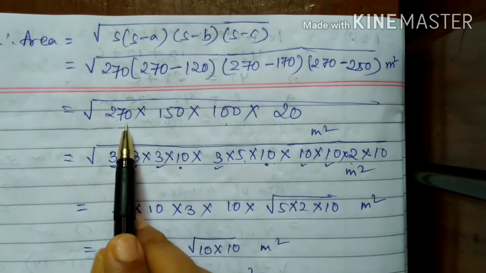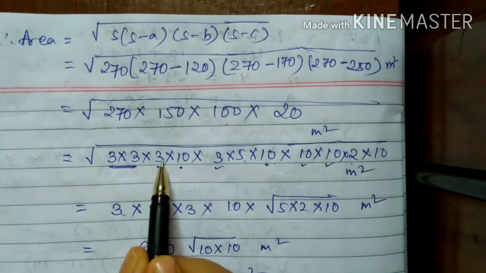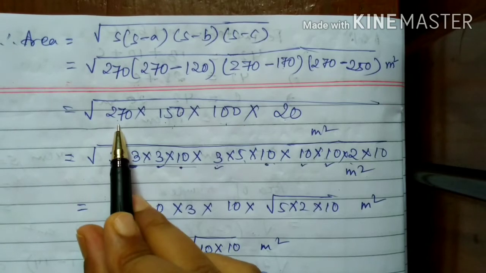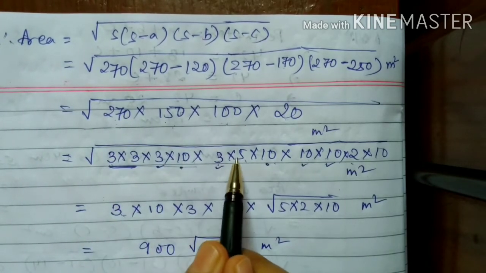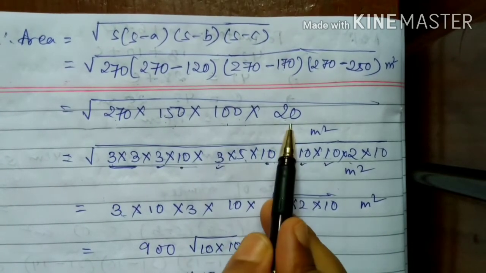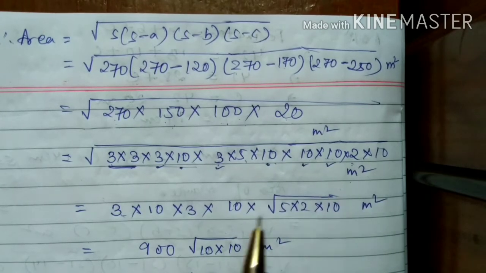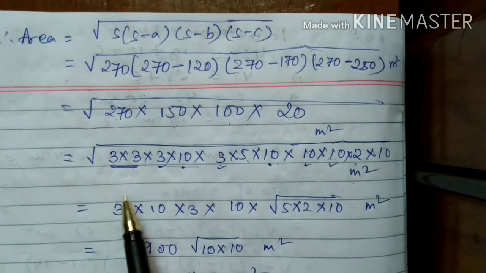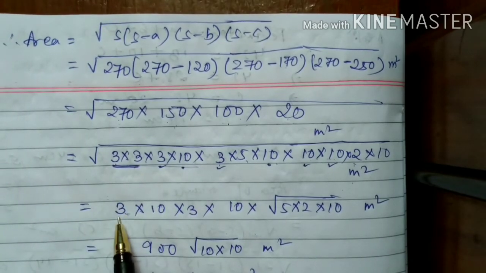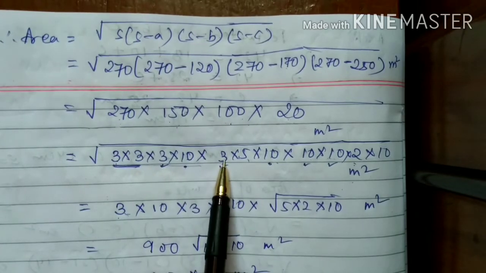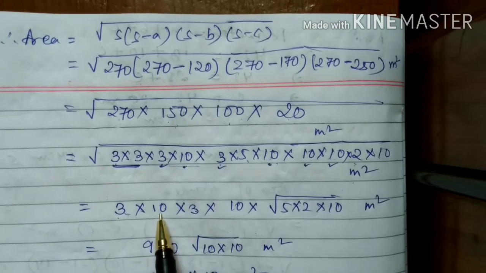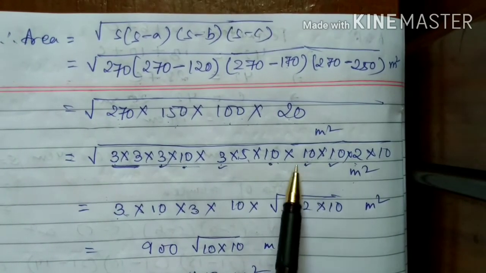Now let's break 270 into pairs. We know that 3 into 3 into 3 is 27 and 10 is written like this. So from here to here it is giving 270. 150 is written 3 5s are 15 into 10, 150. 100 is written 10 into 10 like this. 20 is written 2 into 10 meters square. Now see what pairs are being formed so that we can bring them out of the square root. 3 and 3 is making a pair, so it is brought out. Here this 3 and this 3 is making a pair, so it is also brought out of the square root. 10 and 10 is making a pair, so it is also outside. Here another 10 and 10 is making another pair.